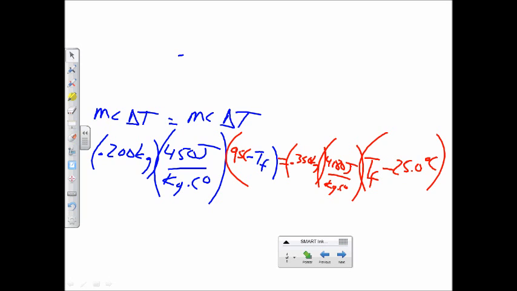So now we're going to go 0.2 times 450 times 95. So far we went this times this times this. And when we do that, we get 8550. And our units, you see the kilograms are going to cancel. So are the Celsius degrees. So that's just going to be joules.